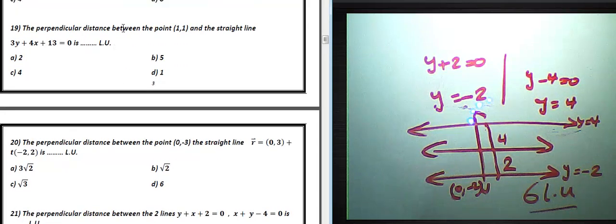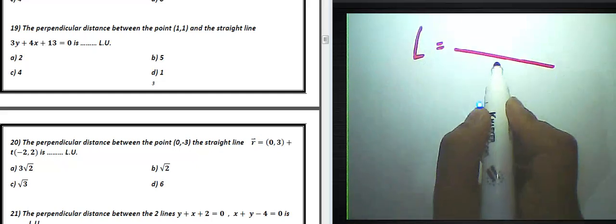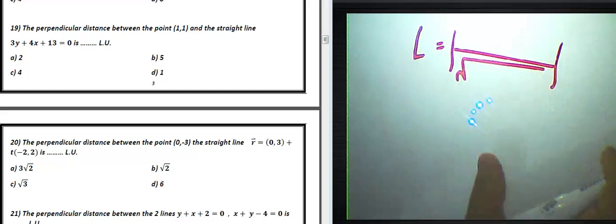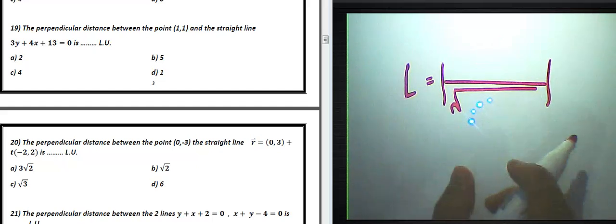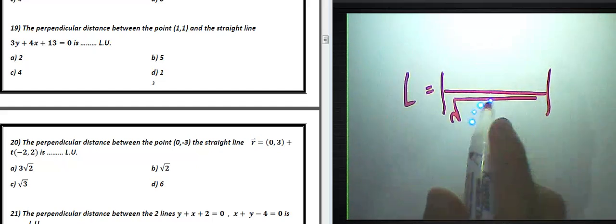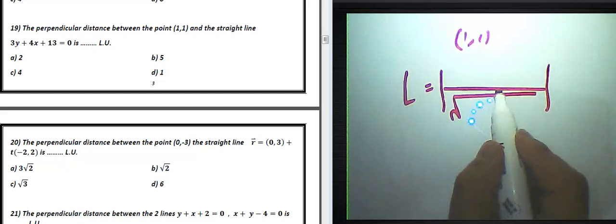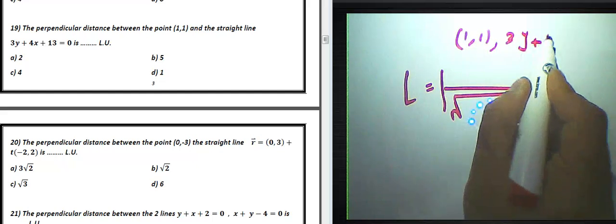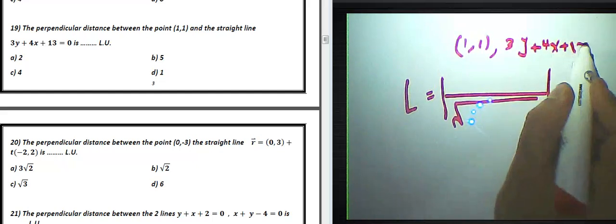Question 19. The perpendicular distance between the point (1, 1) and the straight line 3y plus 4x plus 13 equals 0 is blank. We can find the perpendicular distance by using the rule. We write L equals the absolute value, and inside it the square root. We have the point (1, 1), let us substitute it in the equation 3y plus 4x plus 13 equals 0.